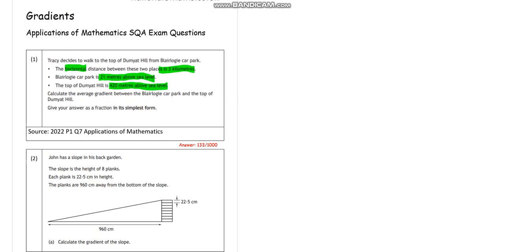I think what it's getting at is, horizontally, okay, I get that. We're going 3 kilometers. So I'm going to put that into meters. So it's 3,000 meters. And then this starting point is 21 meters above sea level. And the next one is 420 above sea level.